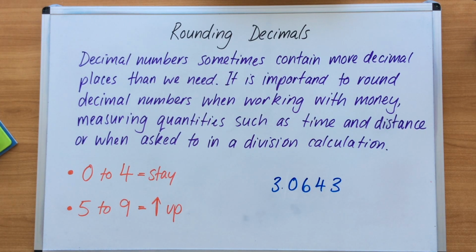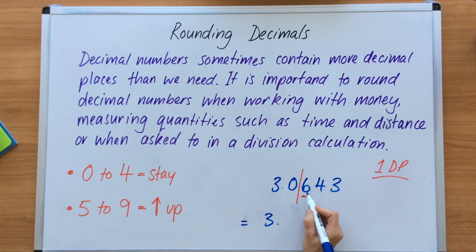In this next example, I'm going to round to 1 decimal place. So we find the decimal, we've got 1 decimal place, draw a line and underline the looking number. This is our rounding number, this is our looking number. We want 1 decimal place. This number 6 falls into the category of 5 to 9, which means the rounding number must go up. So our answer will be 3.1. The 0 turns into a 1 because our looking number falls in the 5 to 9 category.